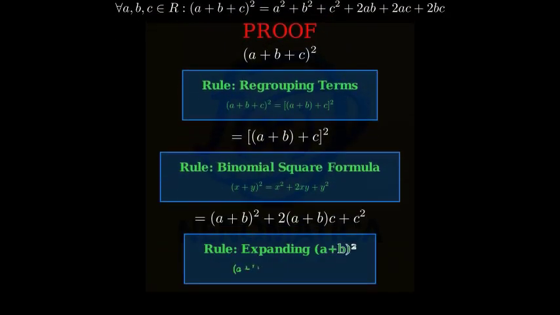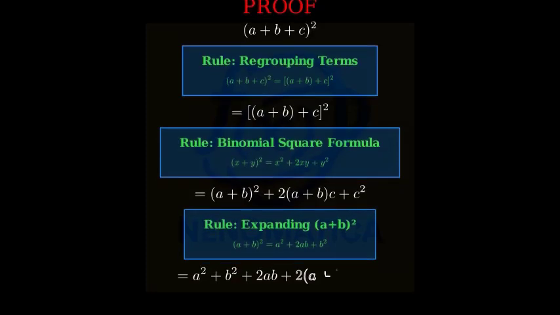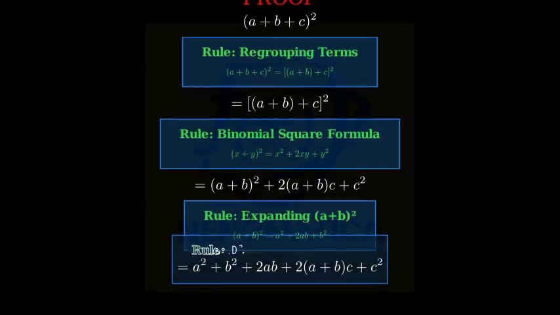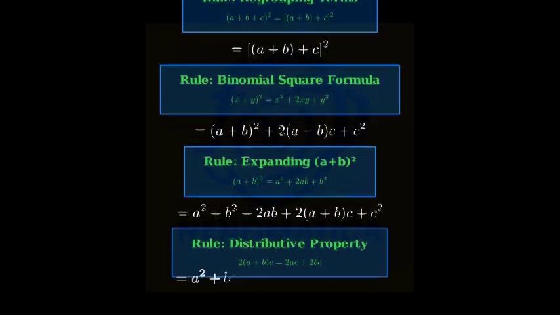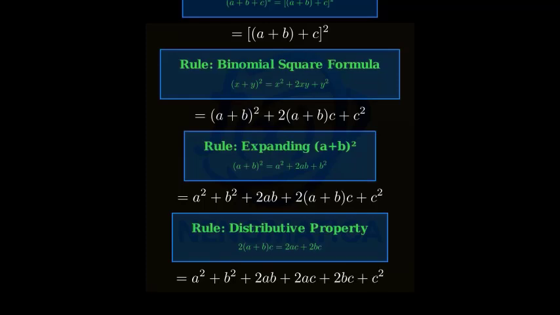In the third step, we expand the first term using the binomial square formula again. The square of a plus b equals a squared plus b squared plus 2ab. In our fourth step, we apply the distributive property to expand the term 2 times a plus b times c. This gives us 2ac plus 2bc.